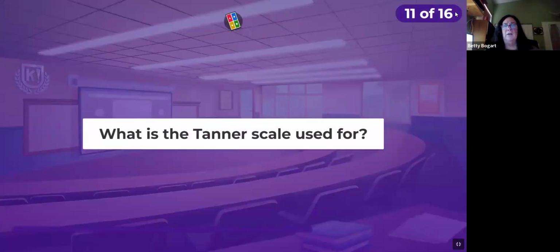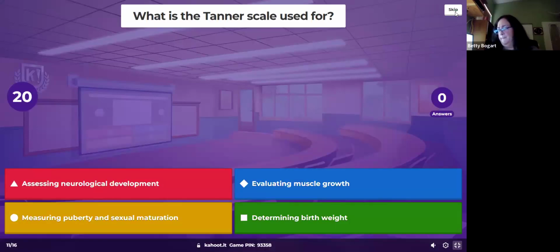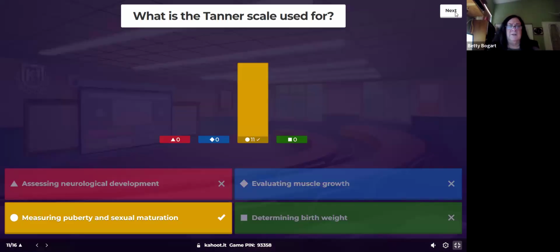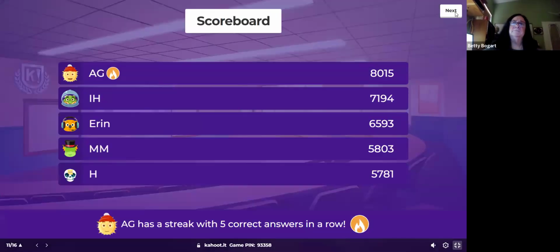What is the Tanner scale used for? I just showed you one and talked about it. What is it? As I said, there was a question off your HESI regarding the Tanner scale. That's why I went into it pretty deeply for you. So it's just about measuring kids growing into adults and the body changes that occur. It's measuring puberty and sexual maturation.